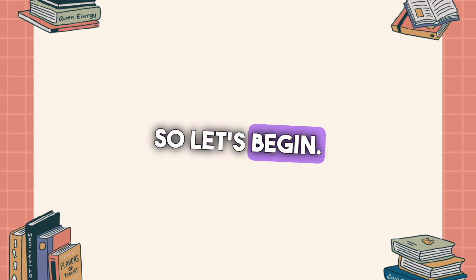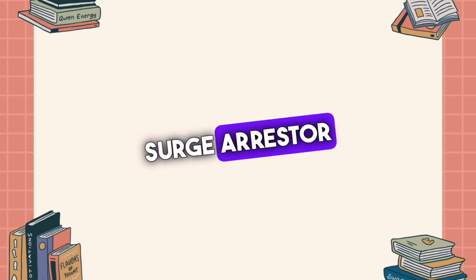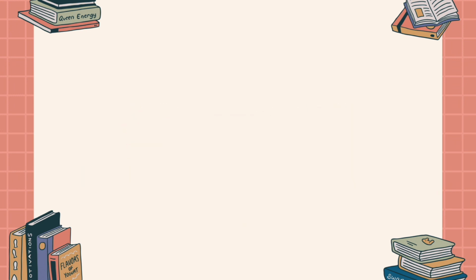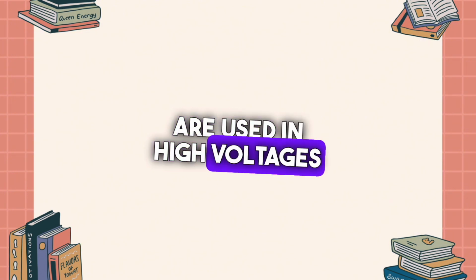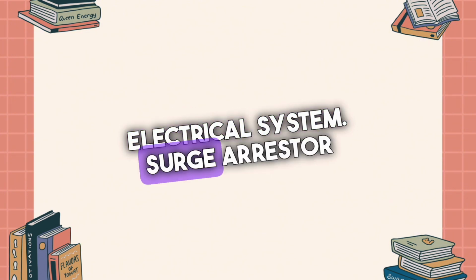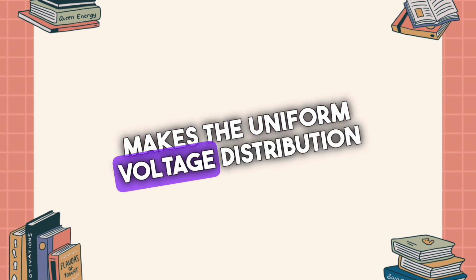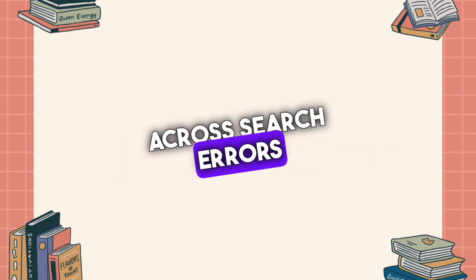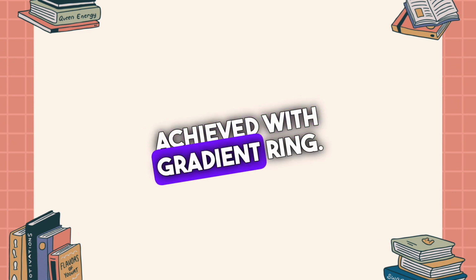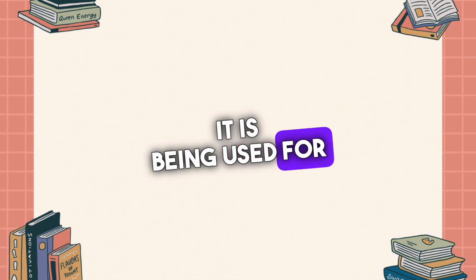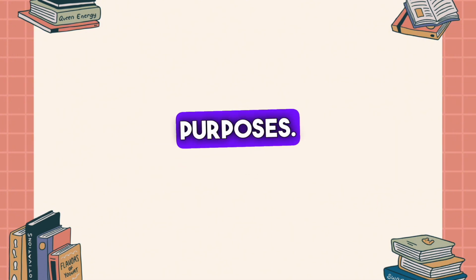So let's begin. Surge arrestor gradient rings, also called grading rings or corona rings, are used in high voltage electrical systems. A surge arrestor gradient ring makes the voltage distribution across the surge arrestor uniform. It is used for the following reasons and purposes.